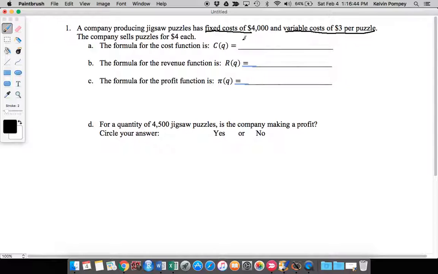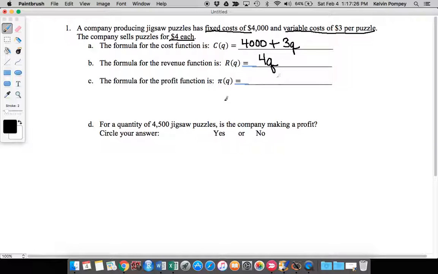Your fixed cost is $4,000, so I know that it's automatically going to cost $4,000, plus it's going to cost $3 per puzzle. In these functions, Q represents the number of puzzles in this case, or the quantity of puzzles. So if I multiply 3 by the number of puzzles, I get 3Q, and that'll be our cost function. Remember, revenue is the amount of money that the company brings in just from selling the product. Since the company sells the puzzles for $4 each, our revenue is the price of $4 times however many we sell, which is a variable, and that's 4Q.